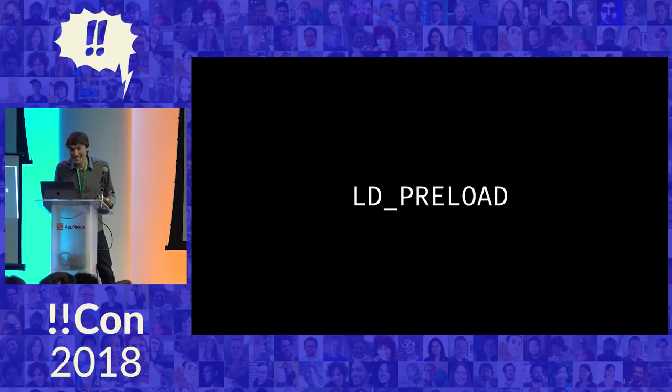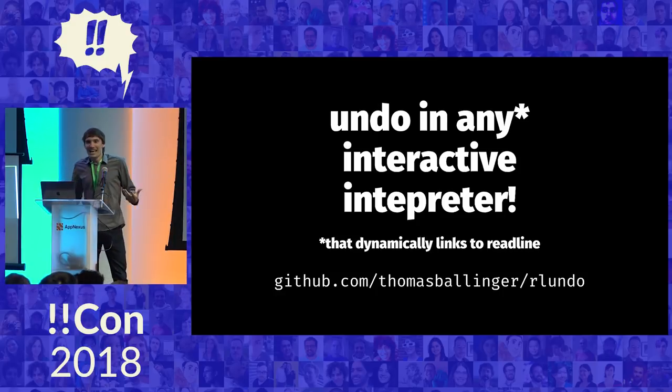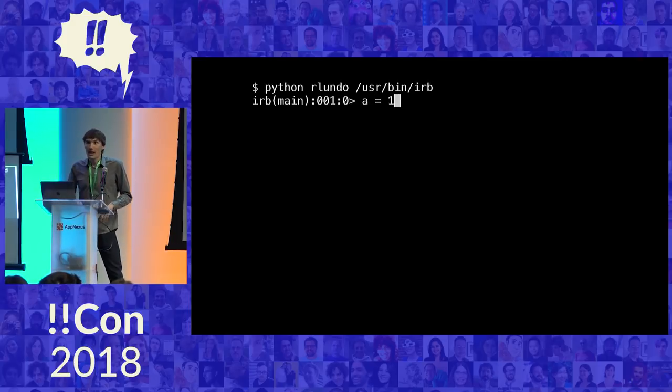So I heard about this thing called LD_PRELOAD, which is pretty neat. I was sort of worried about it at first, but then I Googled it. It turns out it's fun and easy. So that's great. So I went with it. And now you can have undo in any interactive interpreter, which is terrific. Here we have IRB, the interactive Ruby interpreter. And I'm going to try it.